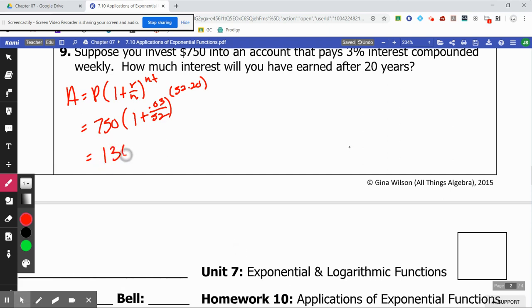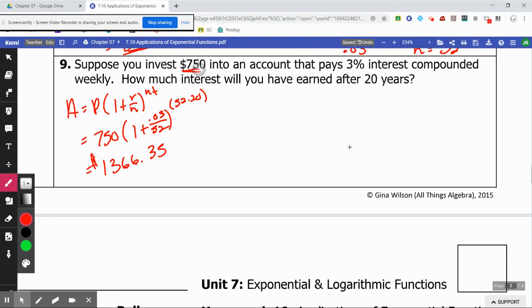1366.35. And again, you have to be careful because your initial investment was already $750. So you're going to have to take that, take away 750, and that's going to leave you with $616.35, I believe. And that's your final answer.